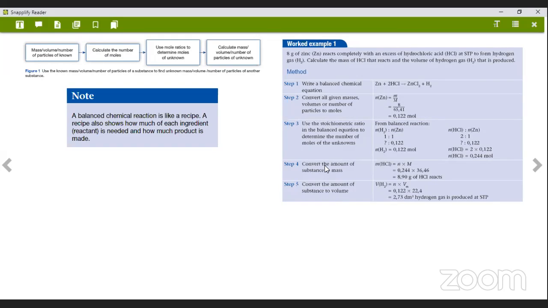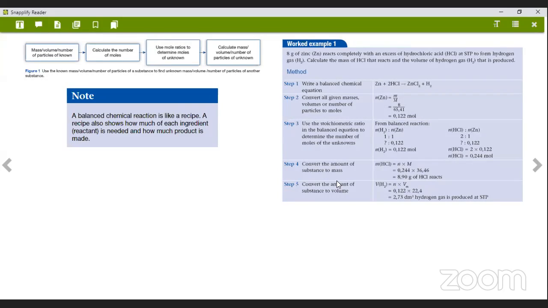So step 4, now we're going to look for the mass. This is going to give us number of moles times 36.46. How did we get 36.46? We check on the periodic table. Hydrogen is 1.008 and Cl is 35.453. You add them together, you don't multiply, you add them, and then they will give you the molar mass of HCl. And this is your 8.9 gram of HCl reacts.